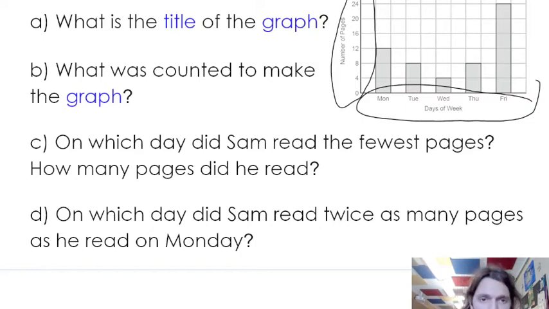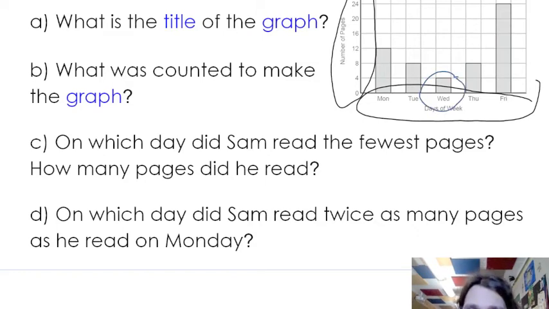All right, letter C. On which day did Sam read the fewest pages? How many pages did he read? Okay, so fewest also means what? Small, right? Least amount. So let's take a look for the smallest one here. Monday is bigger than Tuesday, Tuesday's bigger than Wednesday, and Wednesday's smaller than Thursday and Friday, so it looks to me like it must be Wednesday.